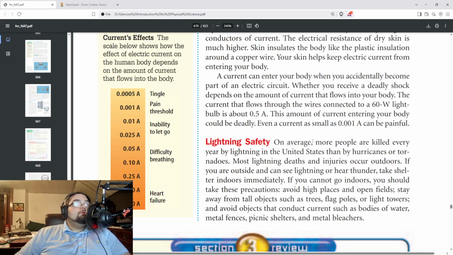On average, more people are killed every year by lightning in the United States than by hurricanes or tornadoes. Most lightning deaths and injuries occur outdoors. If you are outside and you see lightning or you hear thunder, you take shelter indoors immediately. If you can't go indoors, you should take these precautions. Avoid high places, get low, and avoid open fields. Stay away from tall objects such as trees, flagpoles, or light towers. Those are higher up, so they're more likely to pull the electricity into them.